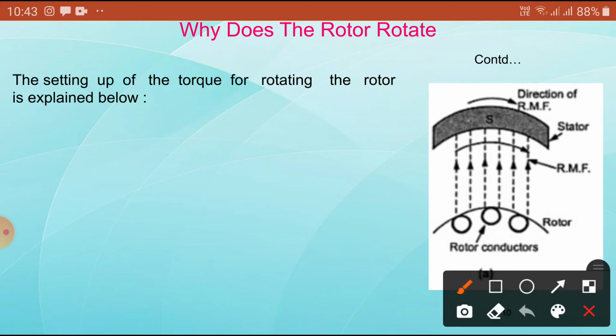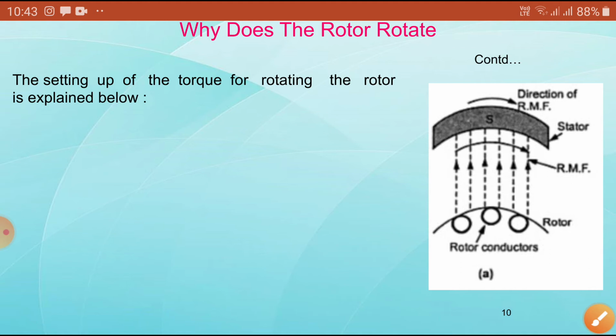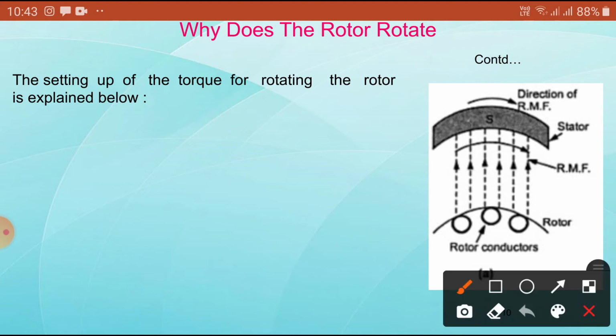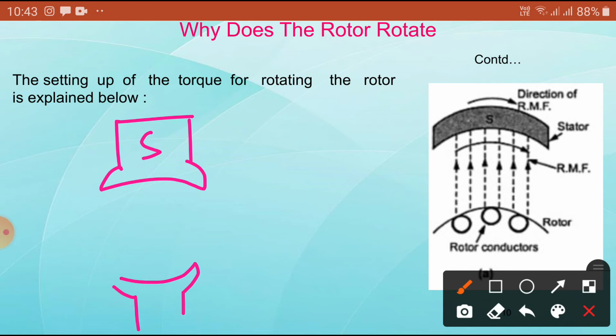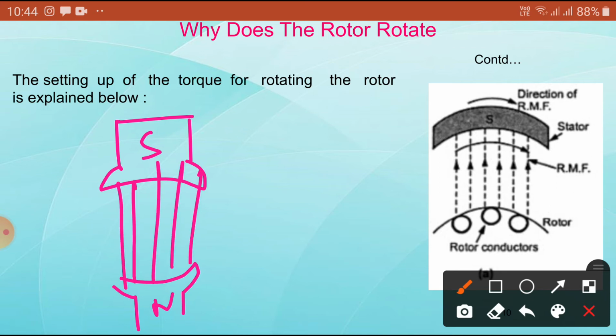What has happened? Here you can see it. So now, let us assume this is the stator, the flux. We are just assuming a rotating magnetic field, not the full one. Okay, now what has happened? The fields are going in this direction. We are assuming this direction, rotating magnetic field in this direction.